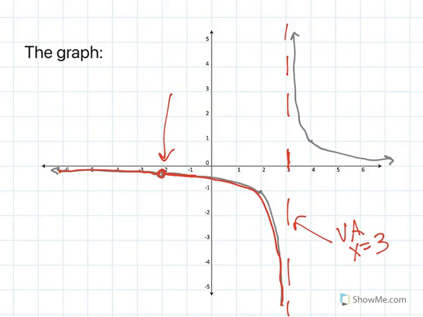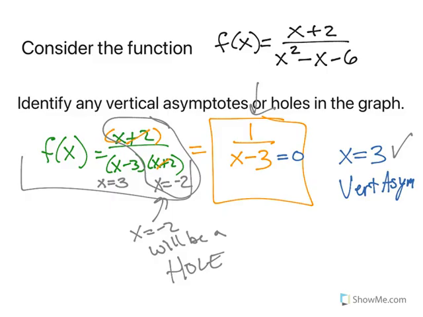So that's the difference between an asymptote and a hole, and how you can find that based off of the given function. Remember, if it simplifies out, it's a hole. If it's still there after simplification, it is a vertical asymptote.